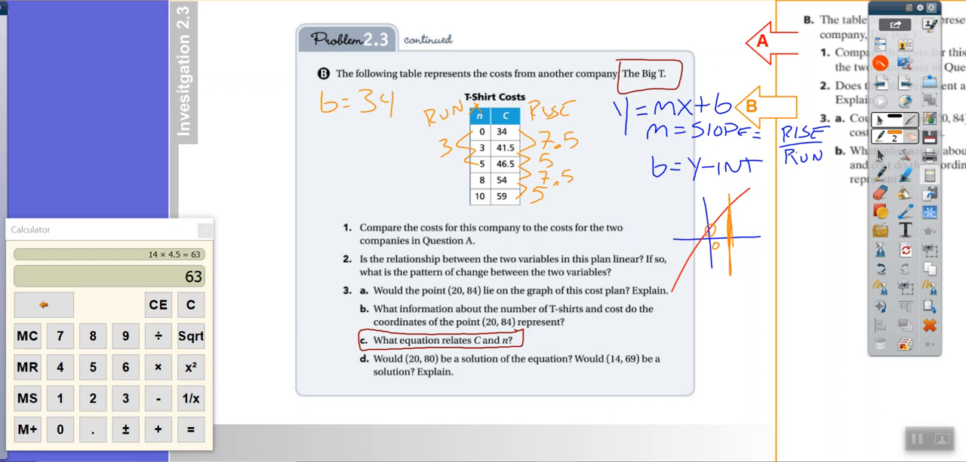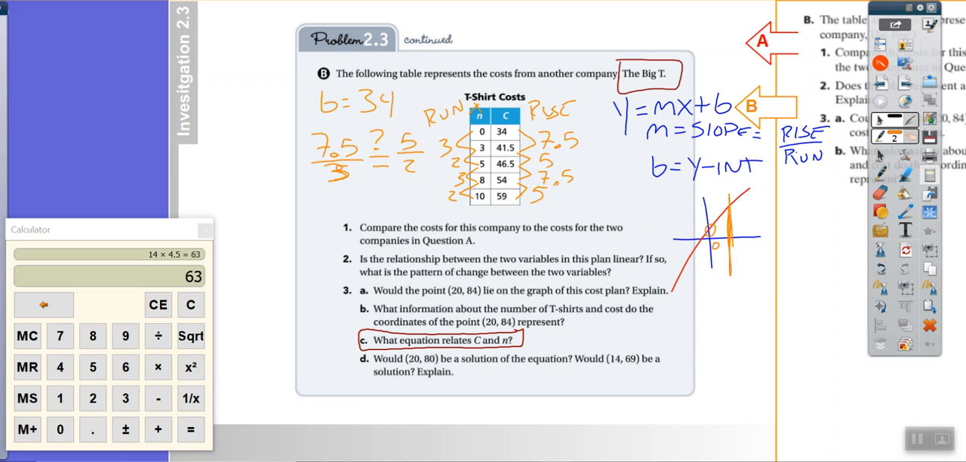Let's look at the run here. So that's 2, 3, 2. All right, so every time we have a run of 3, we have a rise of 7.5. And every time we have a run of 2, we have a rise of 5. So here's the big question. Does 7.5 over 3 equal, that's an actual mathematical symbol that you can use, 5 over 2?